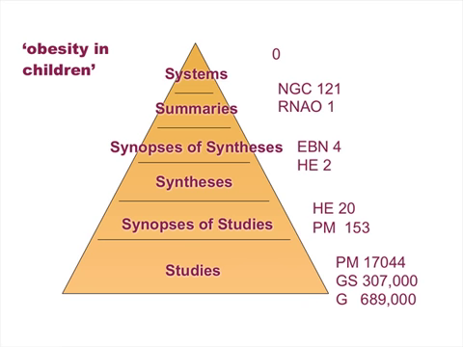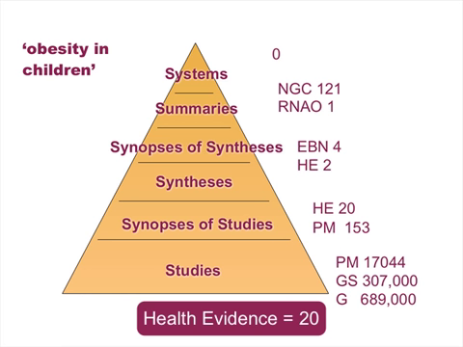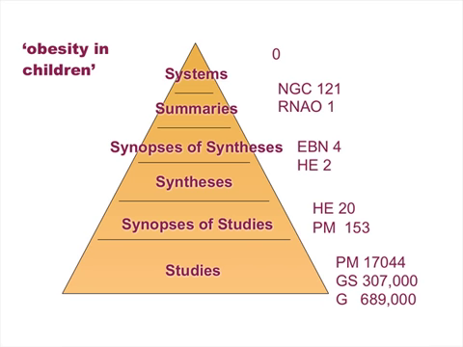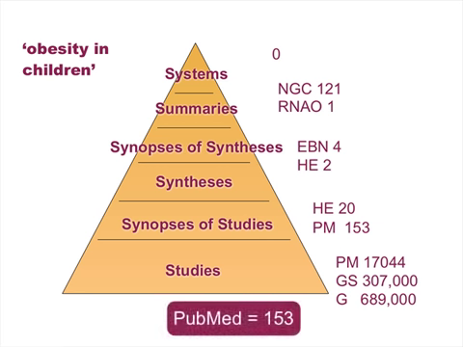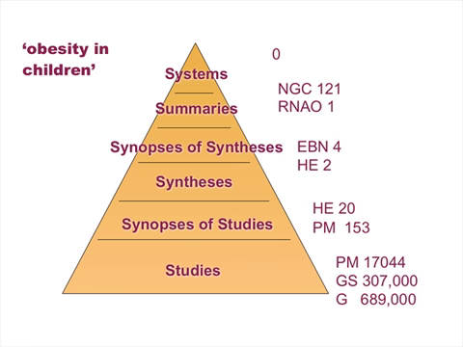Moving up, when I went to the synthesis level, in Health Evidence, I found 20 systematic reviews about obesity in children. So again, these would be quality assessed, and you could limit that search by only the high quality ones. When I used that filter in PubMed, the clinical queries, I found 153. So that's still a large number. The RNAO guidelines, there was one guideline in the National Guideline Clearinghouse, 121 guidelines.